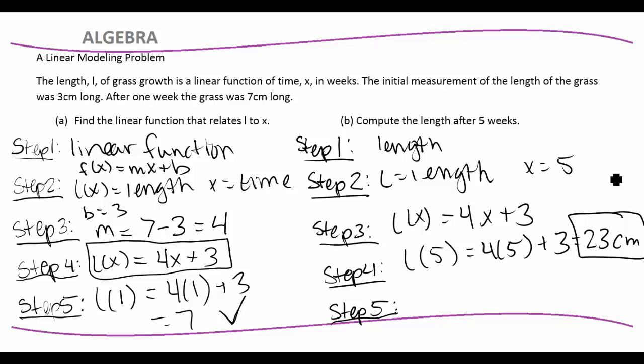We want to make sure this makes sense with the problem. So that's step 5. Does it make sense that after 5 weeks we would increase to 23 centimeters? And it does. And this is how to solve a linear modeling problem.